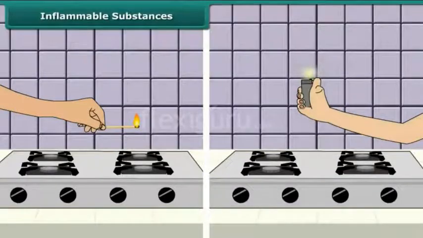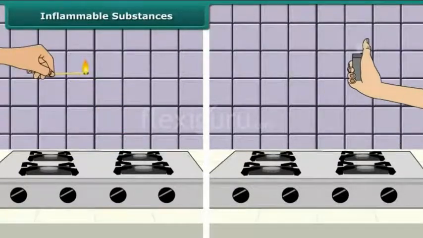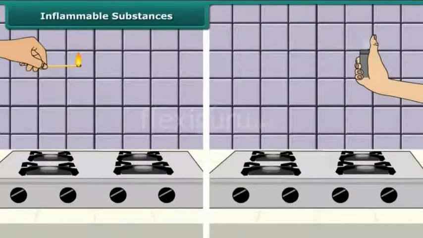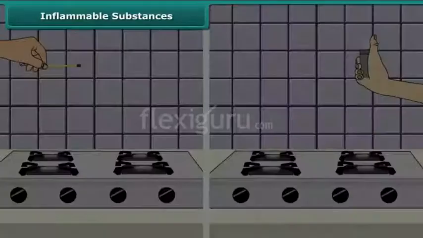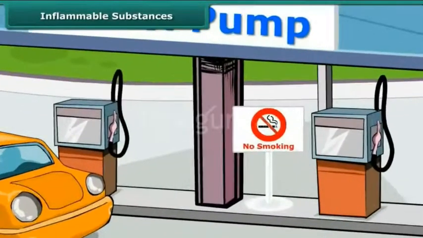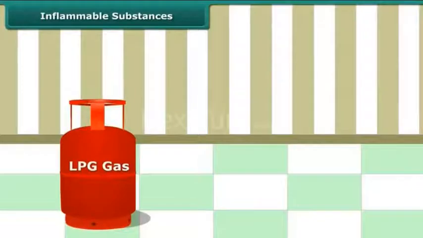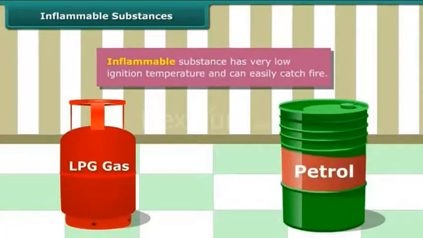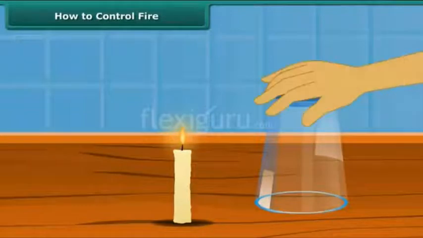Your mother would have told you to keep a burning matchstick or a lighter away from the LPG gas stove in the kitchen. This is because LPG catches fire very easily. Similarly, you must have seen no smoking sign boards at petrol pumps. It is because petrol also catches fire very easily, and therefore it is advisable not to smoke at petrol pumps. Substances like LPG and petrol are inflammable because they have low ignition temperature, due to which they readily catch fire.